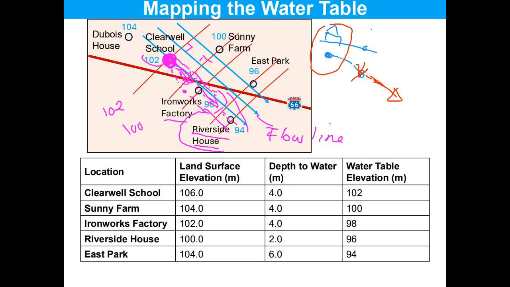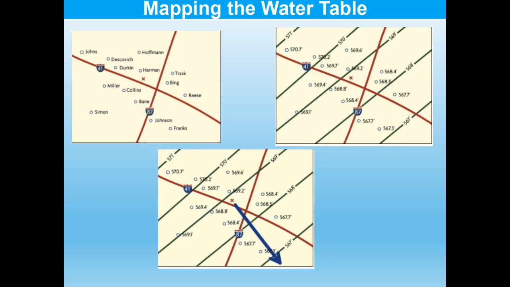This is another example of mapping the water table. You can have, for example, different cities here. Let's assume that a truck, or somebody, or a gas station, their storage of oil starts to leak, and people around here want to know where this contaminated water will move to. Is it moving this way, or this way, or this way? And that's why we need to know the water table elevation.